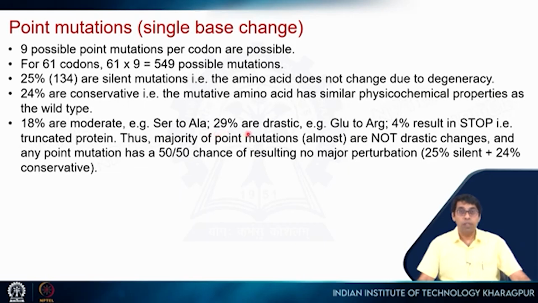29% of mutations will be drastic. So these 29% mutations can create big problems. For example, glutamic acid to arginine, where you are completely changing the charge on the side chain.